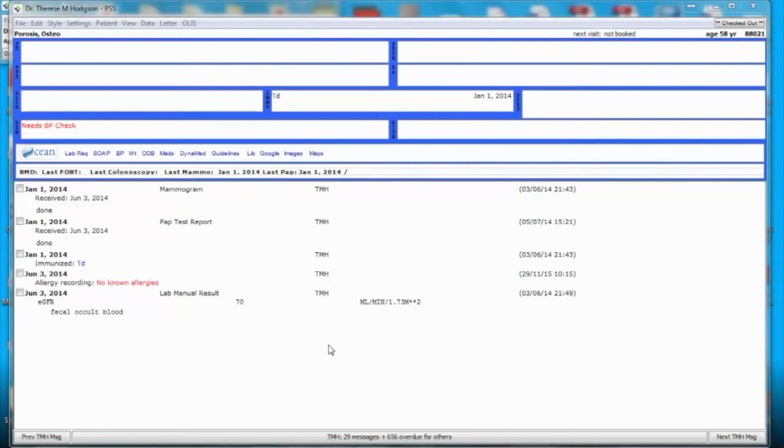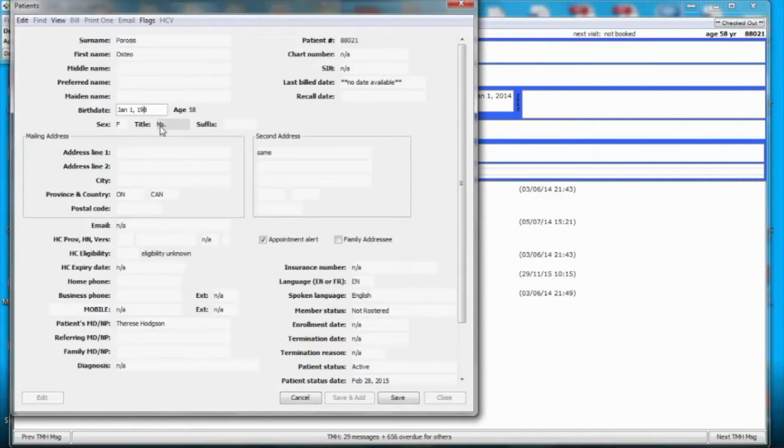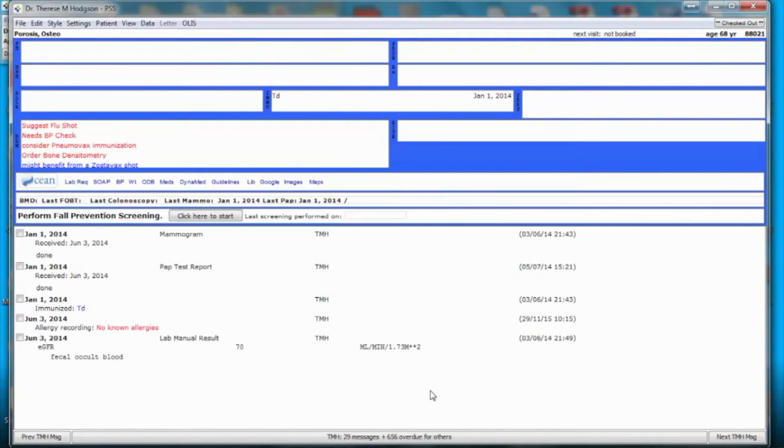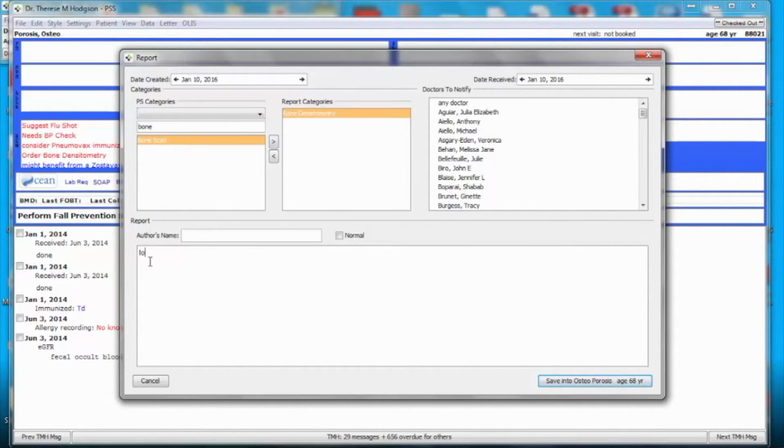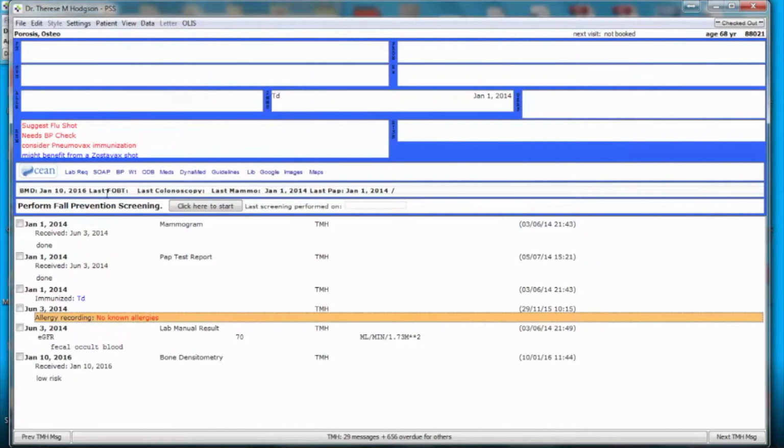We all know that according to the 2010 Osteoporosis Canada guidelines, all men and women after age 65 should have a bone density. Our patient here is 58 years of age. Let's put her at an age over 65. You will see here that the reminder box will be populated with the recommendation of ordering a bone density. Let's have our patient have a bone density, and let's put the risk as being a low risk result. We will see here that the reminder of doing the bone density has disappeared.